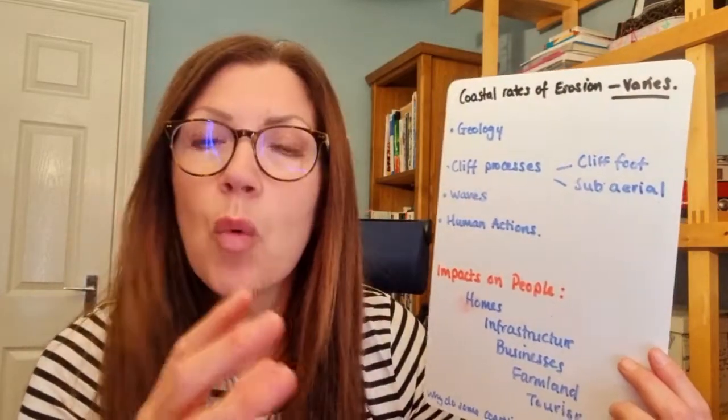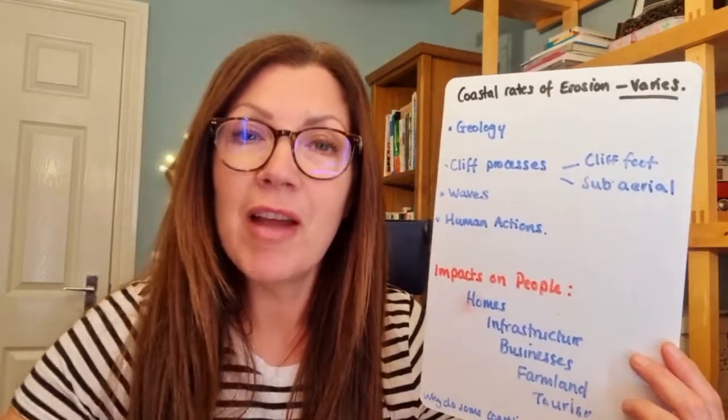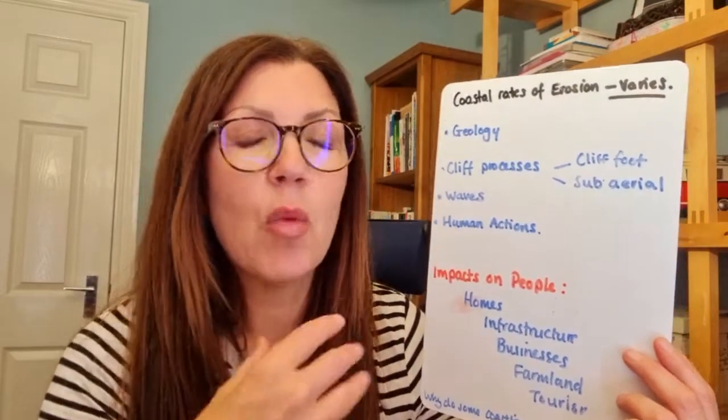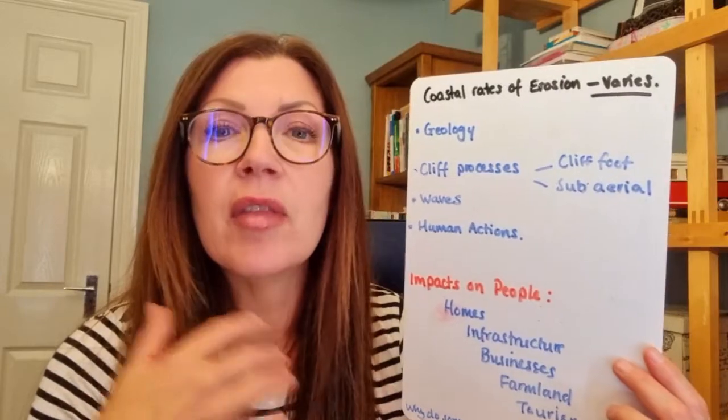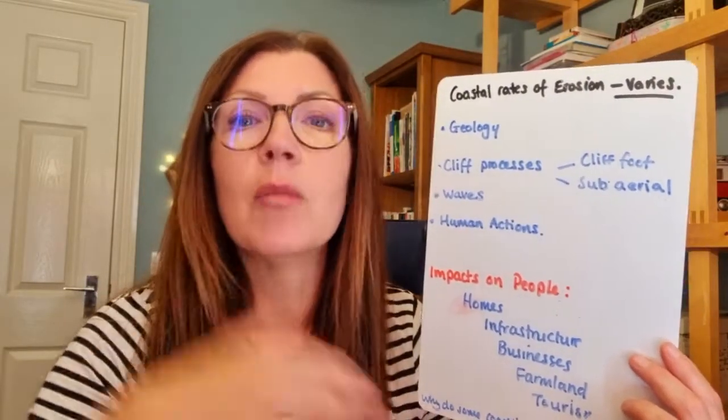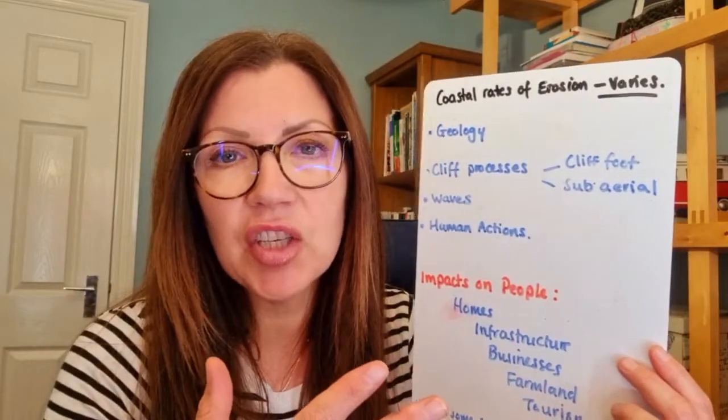So the next one is the waves themselves. If the waves have got a very long fetch like they have in the western part of the UK, then they will bring waves that have got much more energy. So the higher the energy in the waves, the more erosion will happen. The more energy, the more power that wave will have crashing against the coastline.